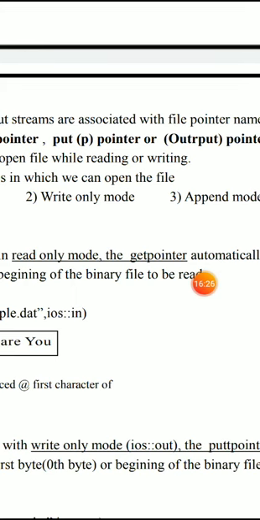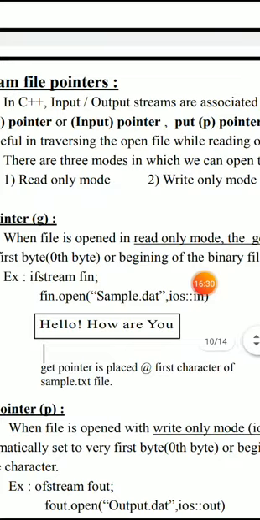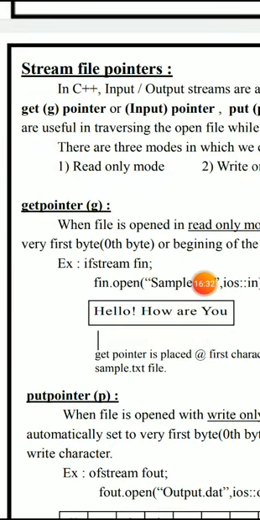You can start editing new data from the next position onwards. So this is called appending a file. Generally, you can open the file in three modes. One is read only mode, then write only mode, and append mode.